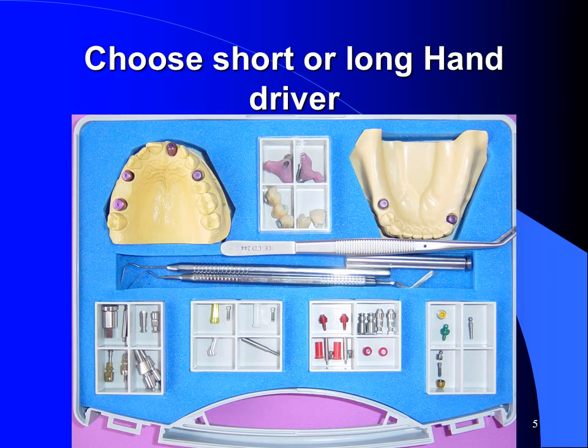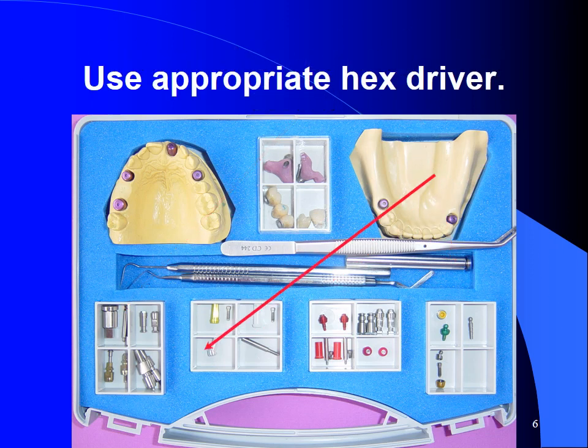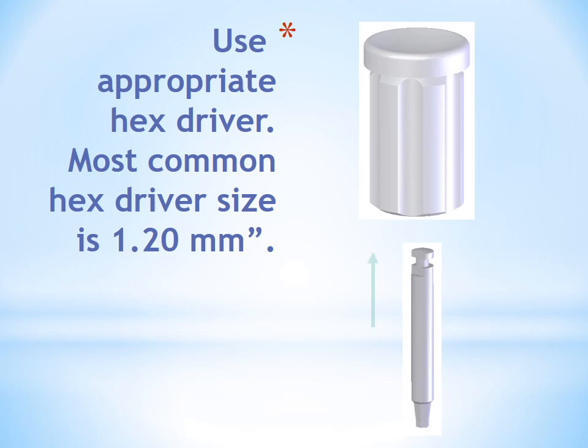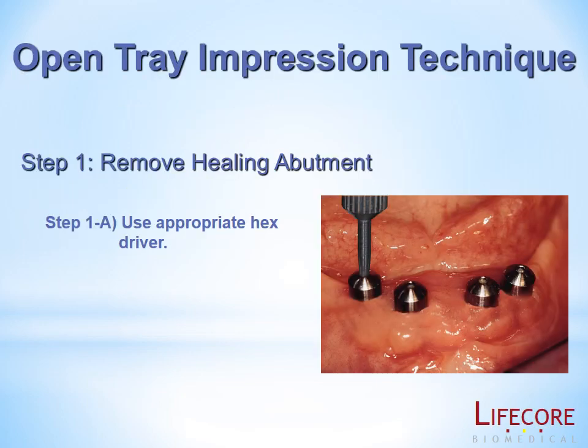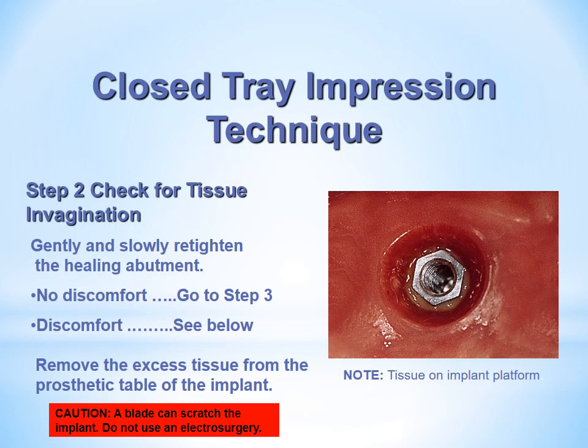We choose the hand driver, the system, and also the driver. Then remove the healing abutment by the hex and check for tissue invagination, also like we do with the closed tray technique.